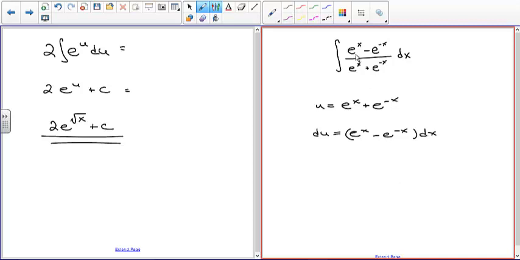You'll see that I have the numerator now: e to the x minus e to the minus x times dx. So I have the direct substitution I can make. So again, I'm going to substitute du. Actually, wrong one, it's the numerator. Sorry. So these two, I can substitute du. And the denominator I can substitute for u. So what I get is 1 over u times du.